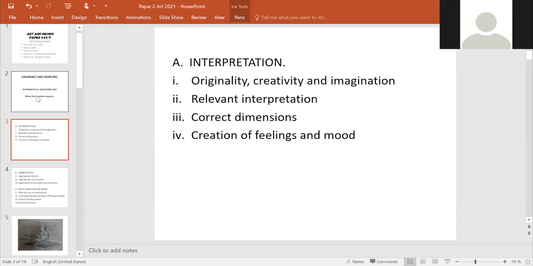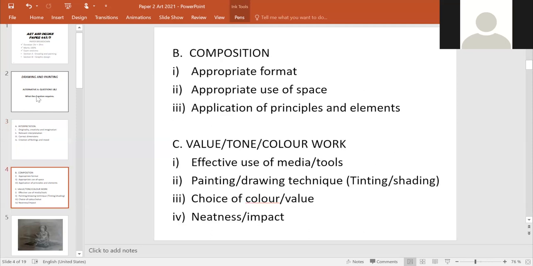Other than interpretation, we also expect the learners to be able to create a very pleasing and entertaining composition. That gives us our second area to pay attention to, the composition. We expect the learners, or rather the students, to be able to use the appropriate format.